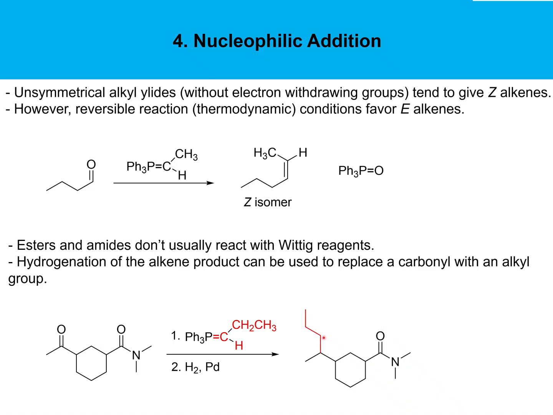Now notice in this product, there is no double bond. That is because we're doing a hydrogenation reaction following the Wittig reaction. Normally, we would obtain a double bond here where the carbonyl used to be, but if we do a hydrogenation, we'll get an alkane there instead.